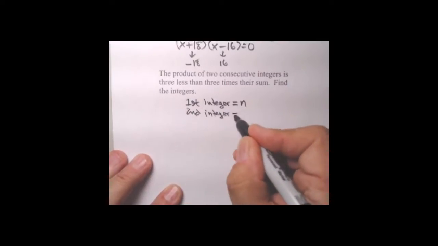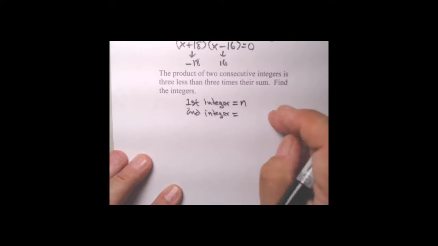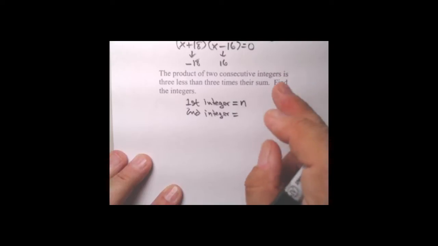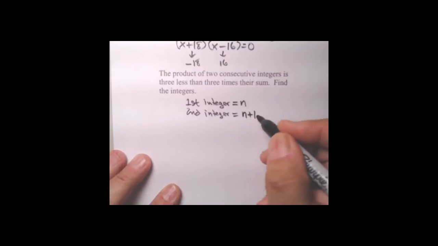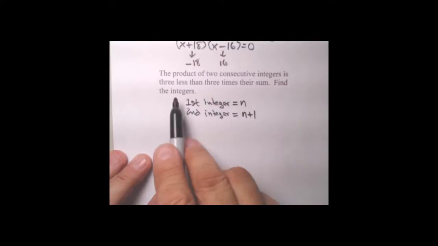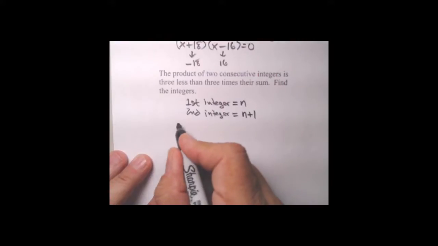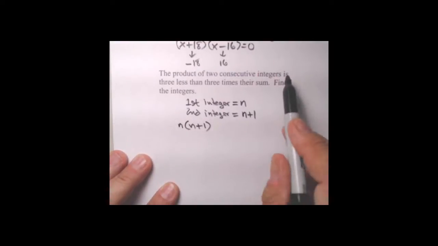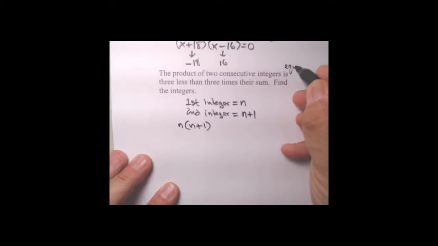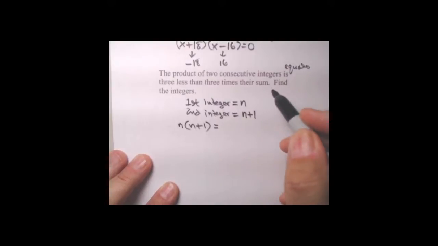So always be thinking carefully here. Consecutives just follow one after another, you know, 12, 13, 14. Consecutive evens and odds jump by 2. Okay, so this is going to be n plus 1. Okay, so such that the product of these, okay, here we go, n times n plus 1, there's the product, is, remember we can replace this with equals, so that's where our equals sign goes, so here it is, 3 less than 3 times their sum.